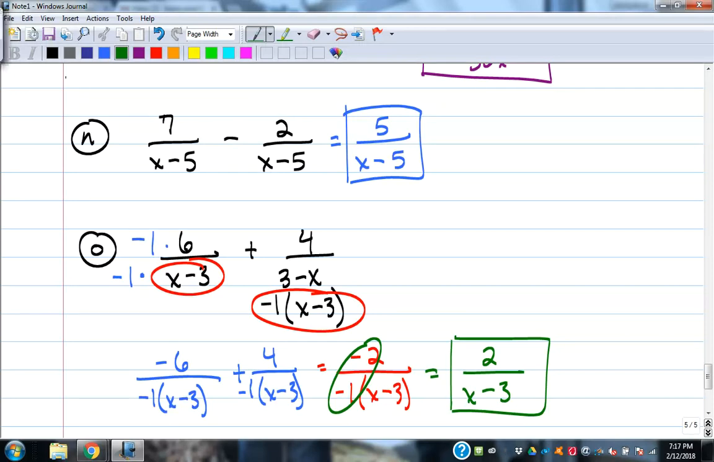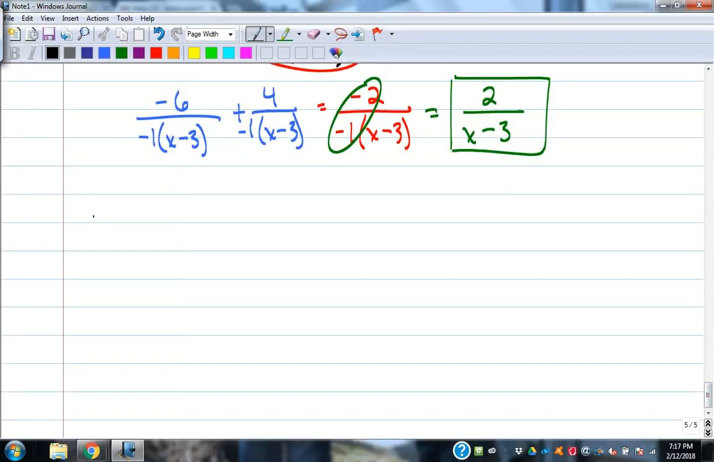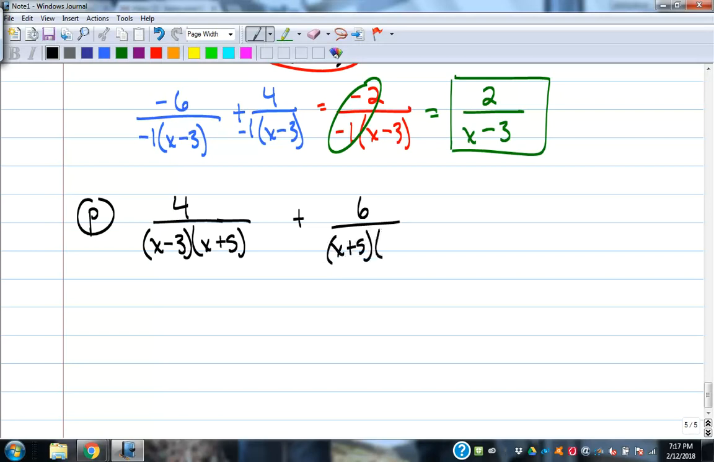All right, so that's going to lead us into this: 4 over x minus 3, x plus 5, plus 6 over x plus 5, x minus 5. This is where it starts getting to the real algebra part of this. Least common denominator, LCD, is what I do. And a lot of times I want to find that over here on the side so that I know what I'm going for.